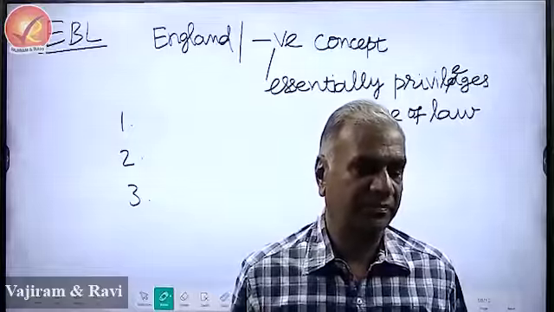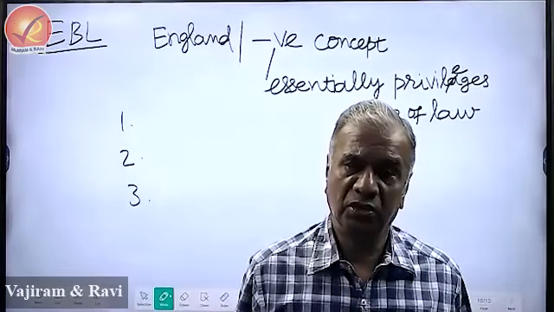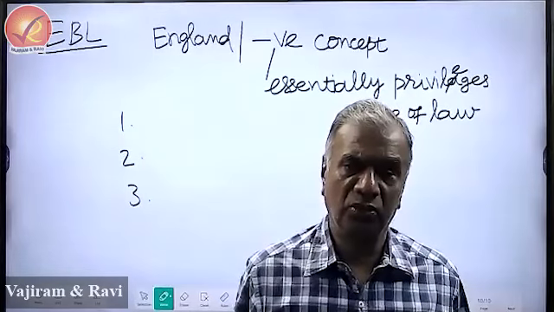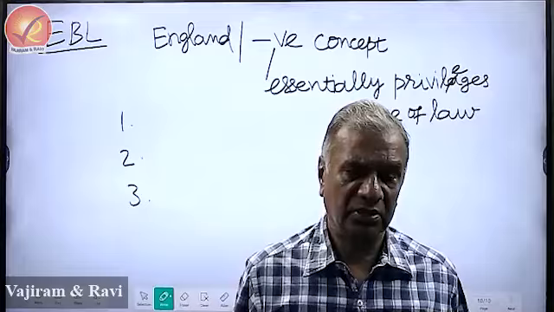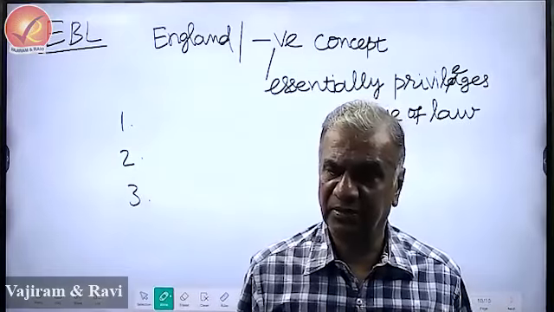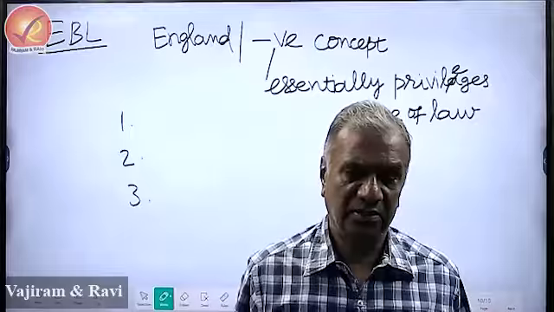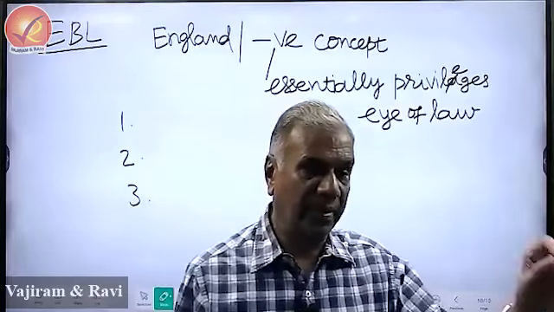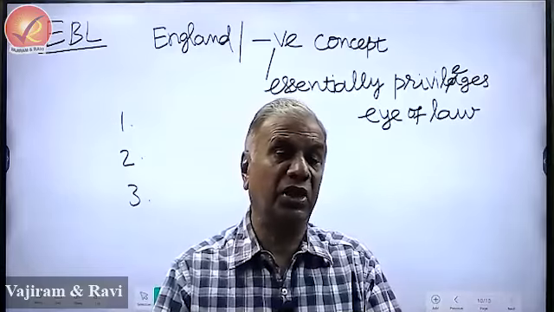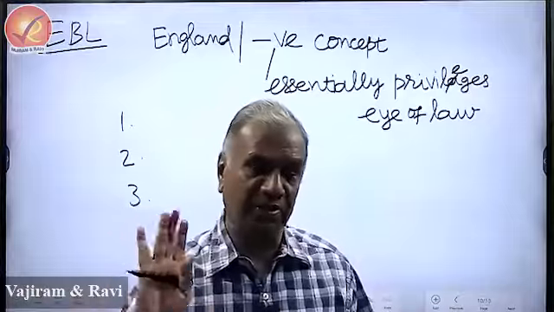Then second, all persons, whether high or low, in rank or position, shall be subject to the ordinary law of the land. What does ordinary mean here? It means the law which is common to everybody. Because of the second principle, if the Prime Minister of the country and a common citizen commit the same offense under similar circumstances, they will be given similar punishment. The Prime Minister will not be given a lenient punishment. That is the second principle.